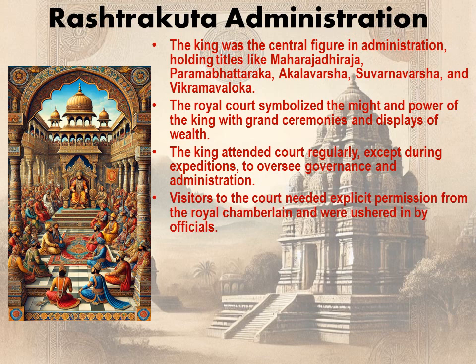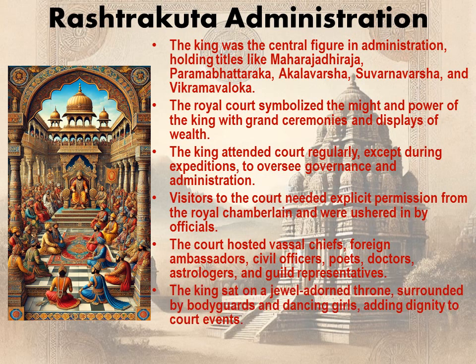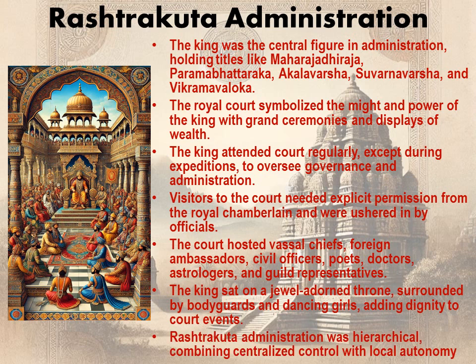Visitors to the court needed explicit permission from the royal chamberlain and were ushered in by officials. The court hosted vassal chiefs, foreign ambassadors, civil officers, poets, doctors, astrologers, and guild representatives. The king sat on a jewel-adorned throne, surrounded by bodyguards and dancing girls, adding dignity to court events.